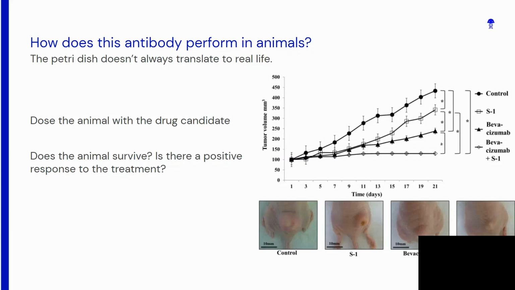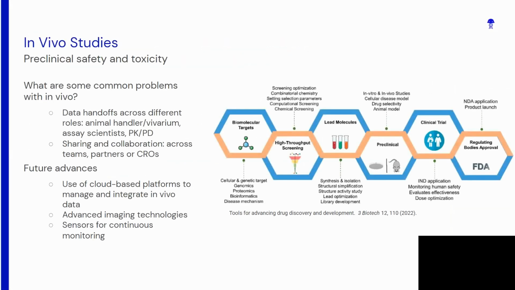Thanks for that example, actually. My background isn't quite in the animal study side of this. I'm more on the sequencing side. So I really like how you explained it with this example. It really helps me understand the importance of preclinical research. Let's talk more about that. What are some common issues with doing in vivo studies? And also tell us a bit about where you see this field going in the future?